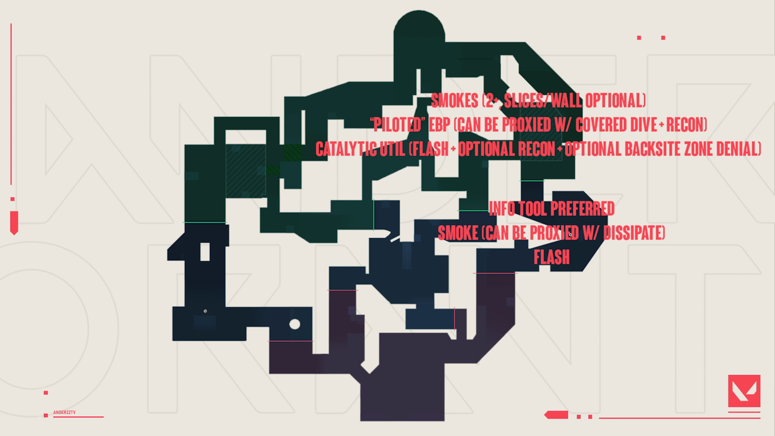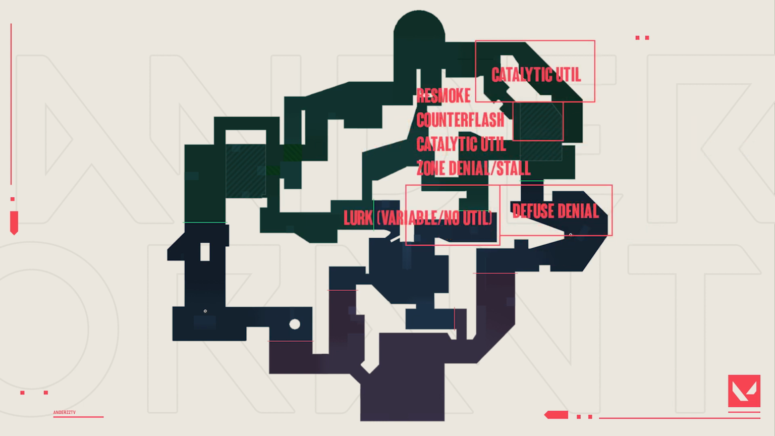And last, you have the catalytic util, which will be that front site flash that we diagrammed, the optional recon if you want to be pushing back site, and then there is also the option of back site zone denial if you want to do something like an Astra stun to really just make their life miserable. That is absolutely on the table. Looking at post plant similarly to how we did at B, you've got a couple of options. You have the A main offsite where you're going to need defuse denial, you've got the defender spawn push through where you'll need catalytic util, and then you've got the onsite.